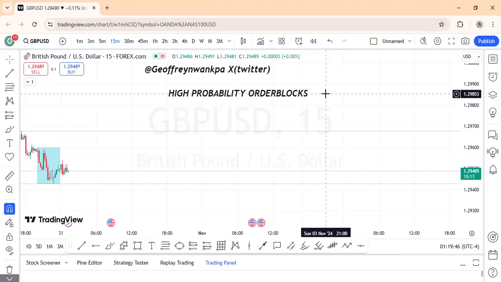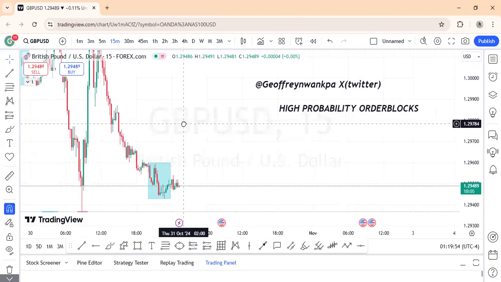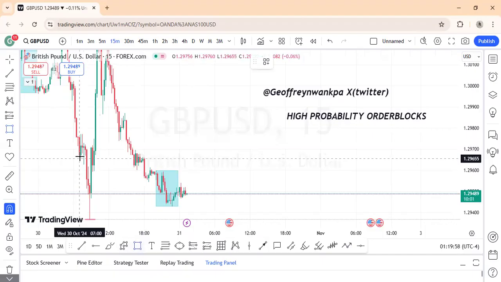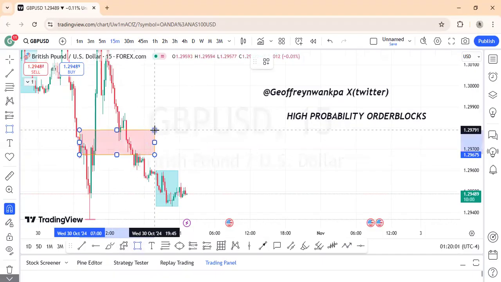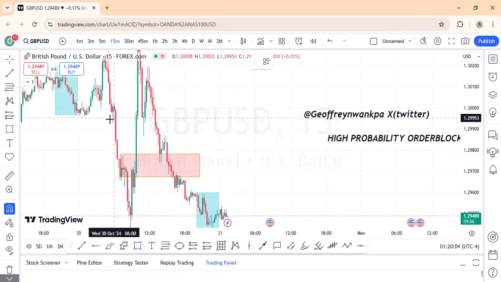So the issue with a lot of traders is that they don't know how to select order blocks. They just choose anything like order block. This is what I did too, just marking everything as order block. Everywhere is an order block to them. They'll say, okay, order block here, they'll take a sell. They mark another order block here, they'll take a sell.